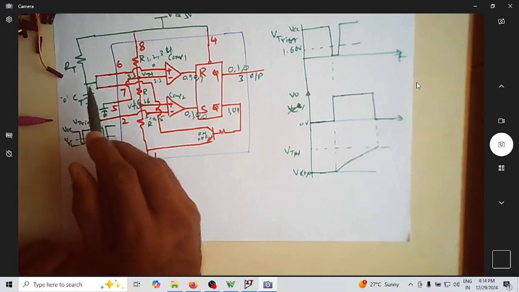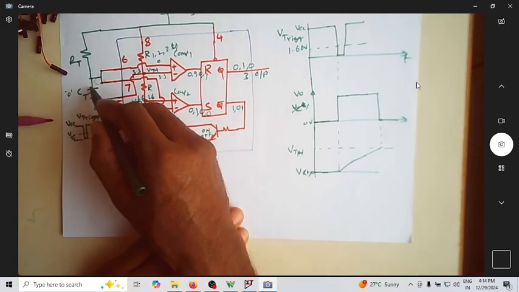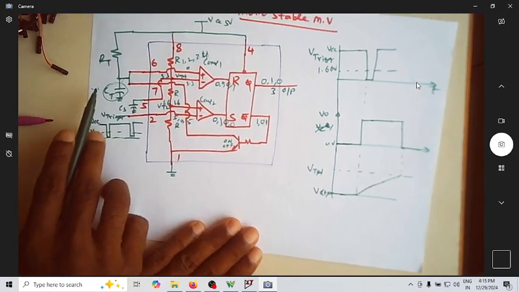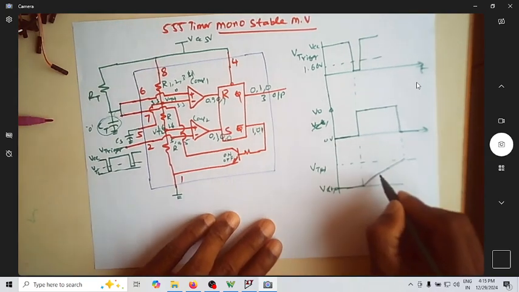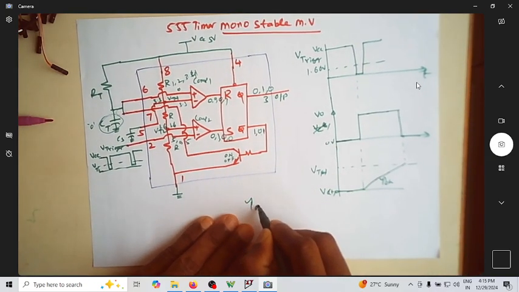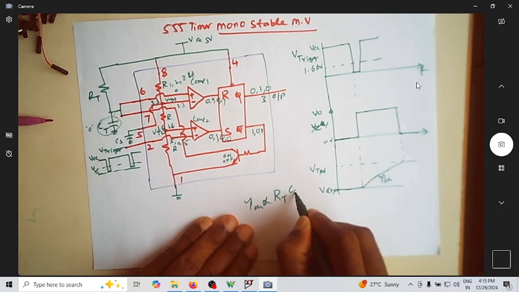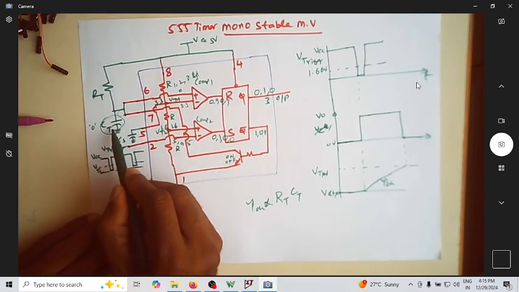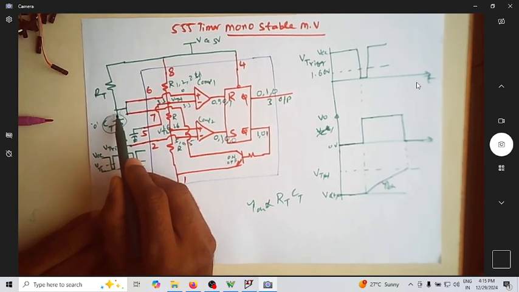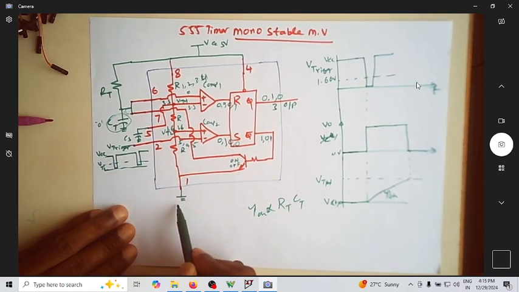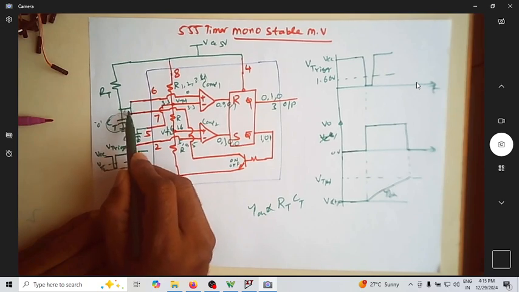You can carefully observe that while this capacitor was charging to VCC, it was charging through RT. The time constant here, tau charge, was proportional to RT and CT. Now just see what the discharge path is. Can you see this is the capacitor? Now it is discharging to ground through this transistor, but there is no extra resistor here.